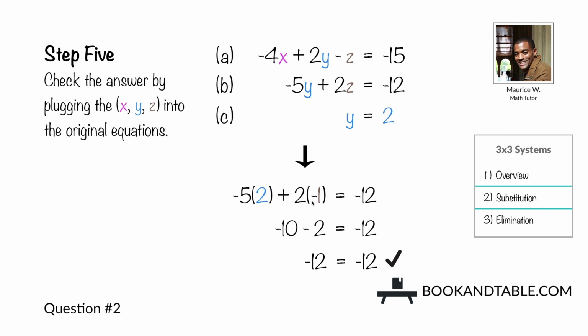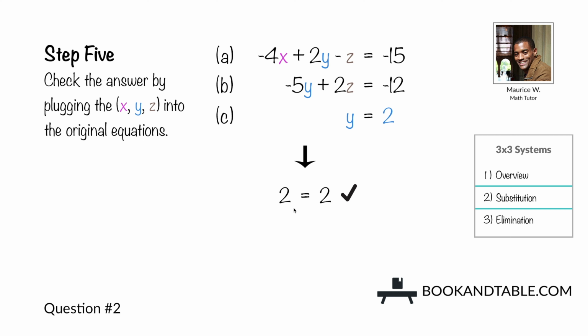For equation B, we have -5 times 2, which is -10, plus 2 times -1, which is -2. -10 minus 2 is equal to -12, providing the true statement, -12 is equal to -12, confirming that these are the correct values for y and z for equation B. In equation C, we know it is correct, 2 is equal to 2. So we found that the solution to this 3x3 system is x is equal to 5, y is equal to 2, and z is equal to -1.